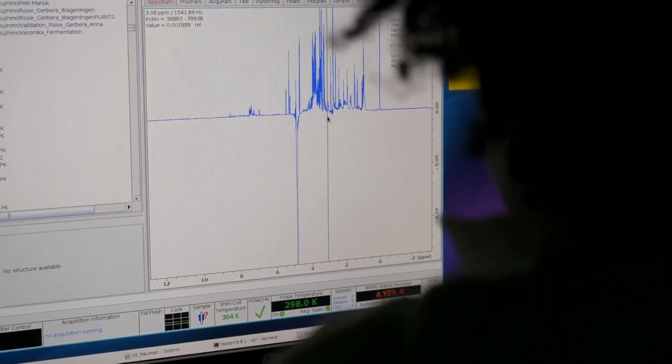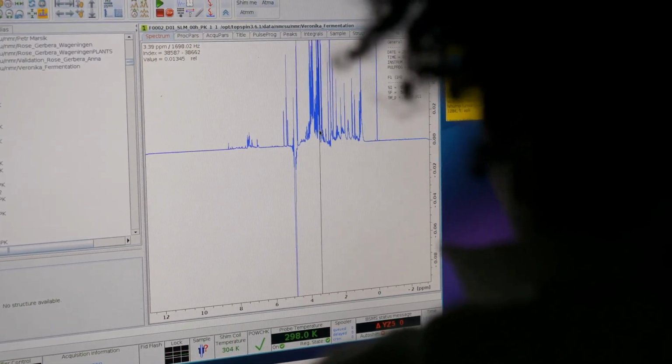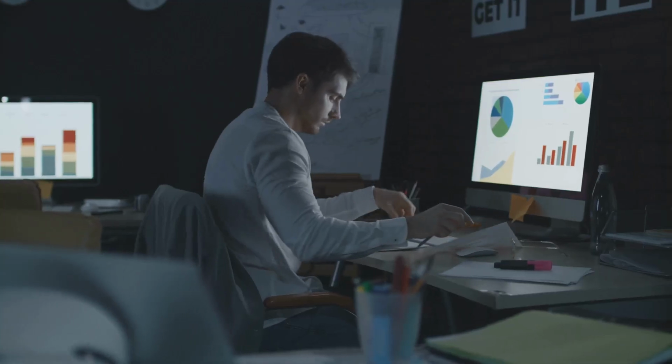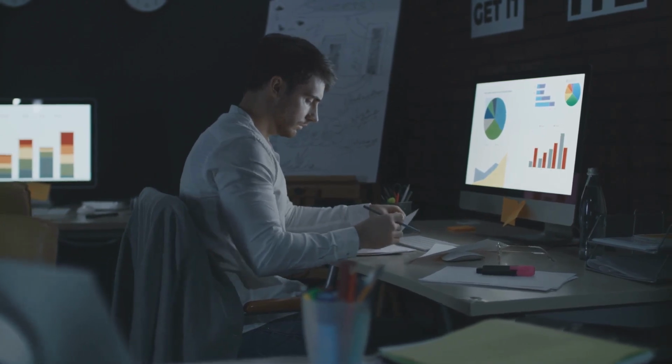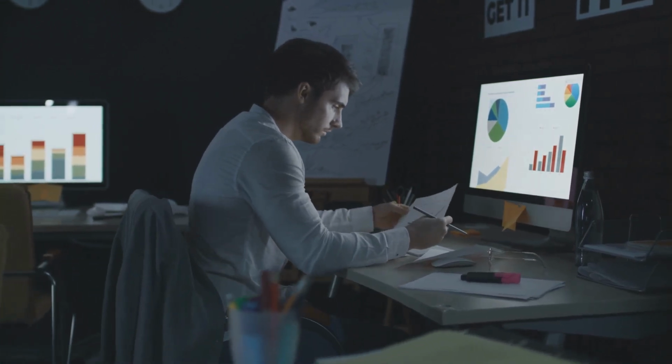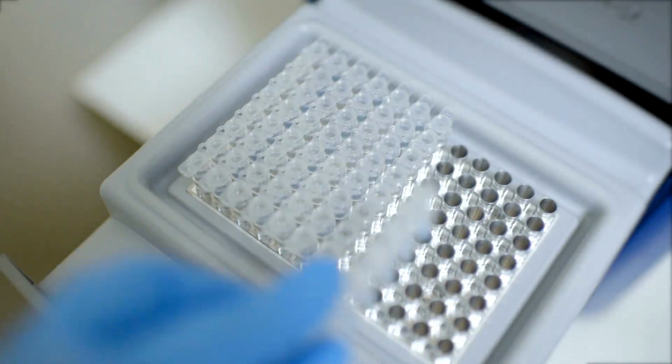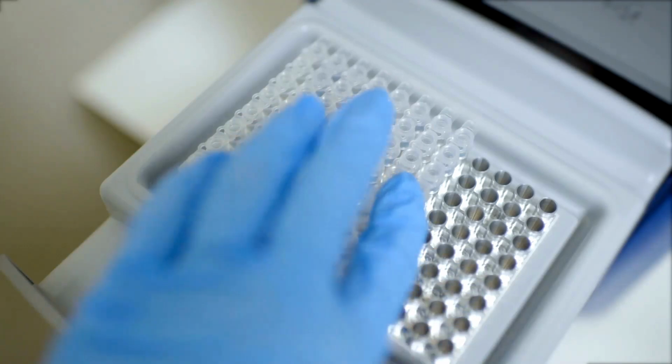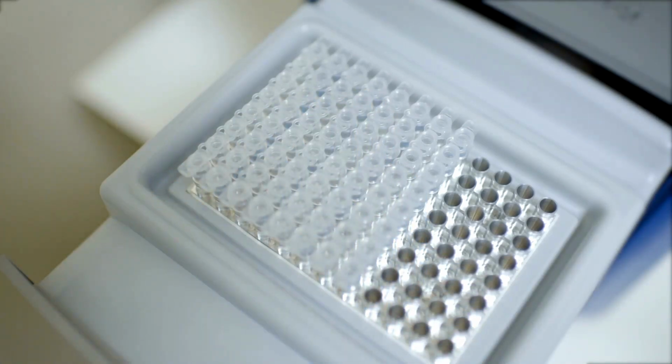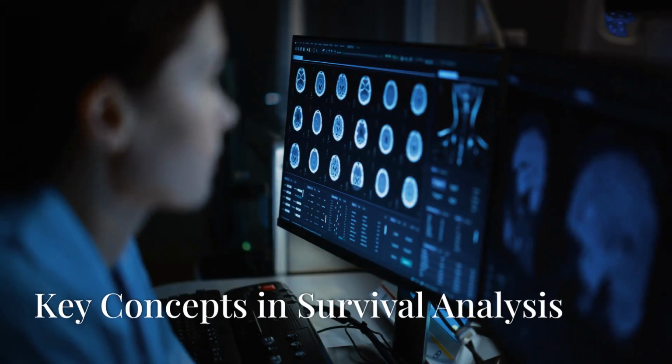Survival analysis is particularly useful when dealing with data that is censored, meaning that the exact time of the event is unknown for some individuals or objects in the study. This is common in many real-world scenarios, making survival analysis a vital tool for researchers and practitioners.